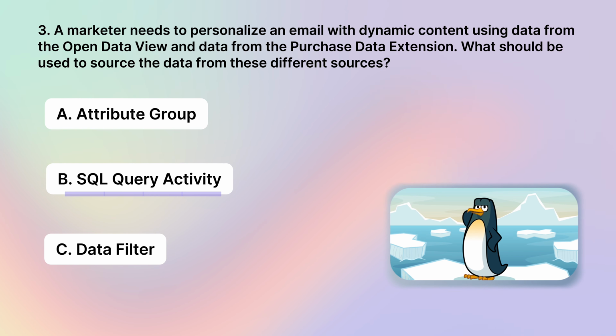The correct answer is SQL query activity because it allows the marketer to source data from different sources, in this case, the Open Data view and the Purchase Data extension. Attribute group is not the correct answer because it is a feature in Salesforce Marketing Cloud that allows you to group related attributes together within a data extension. However, it does not help in sourcing data from multiple sources. Data filter is not the correct answer because it is used to filter data within a data extension, but it does not allow you to source data from different sources.